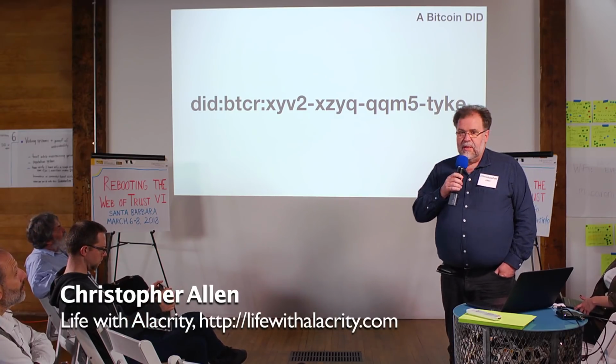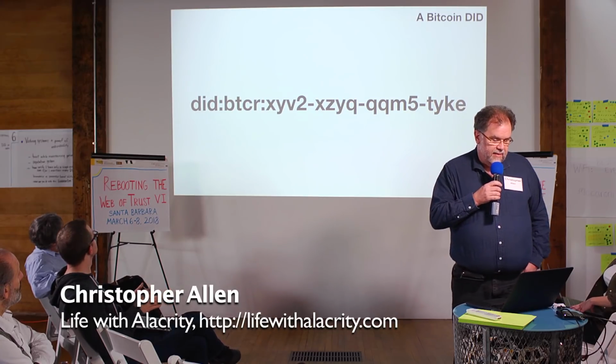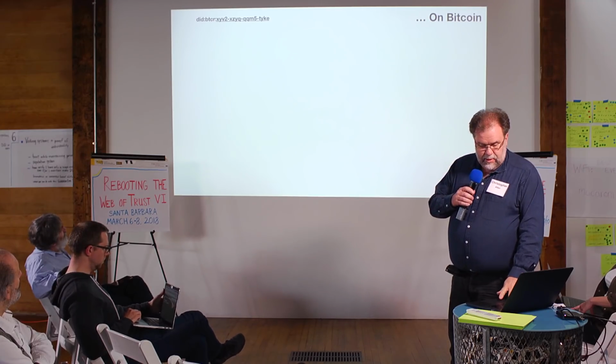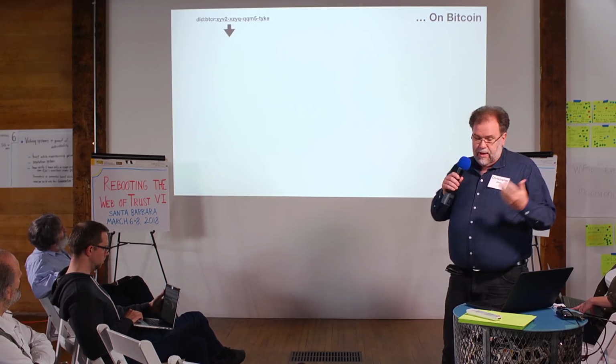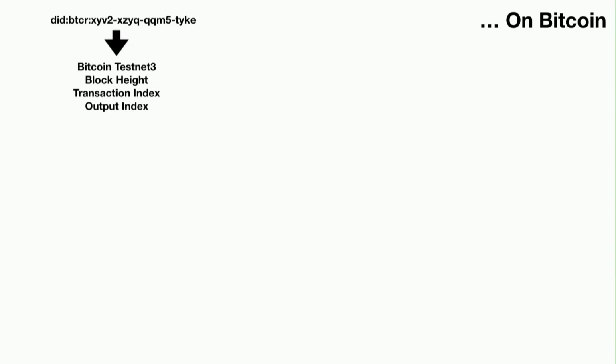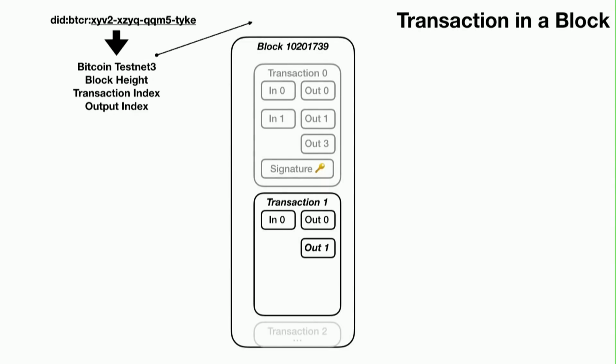Okay, this is a Bitcoin-based DID, decentralized identifier. This particular one is a test one that we created last summer. It's DID:BTCR:X, YV, etc. So what does this mean? What happens is that we take that last part, and it is a descriptor that is encoding that you basically have a testnet. That's the X, the block height, the transaction index, and the output index. So these actually point to the very specific places in the blockchain that you need to get that information.